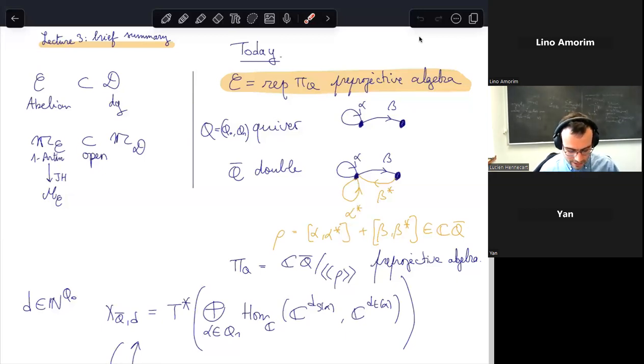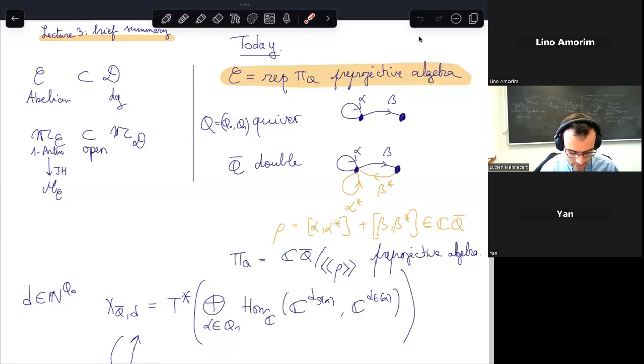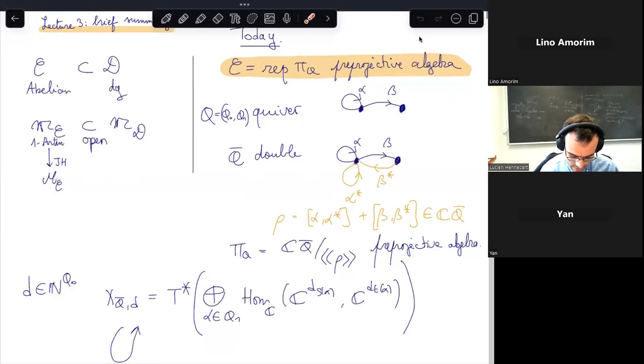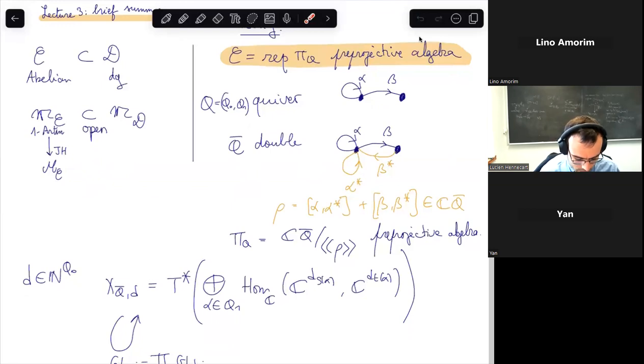So let's start with a brief reminder of what we did in the first three lectures. Feel free to interrupt at any point for questions and comments. Today we will concentrate on the category of representations of some preprojective algebra of some quiver. But as I explained, we can generalize things to some abelian category, which I call a 2-Calabi-Yau abelian category.